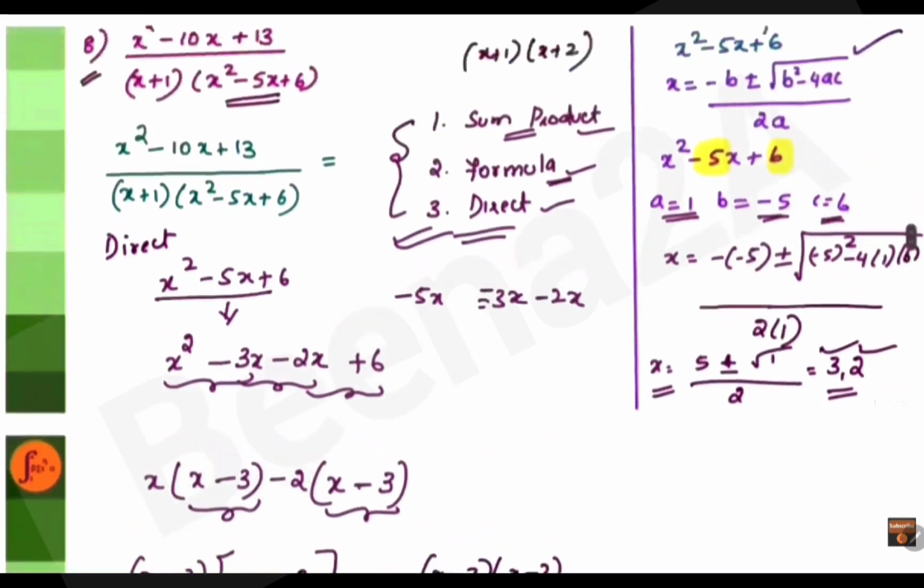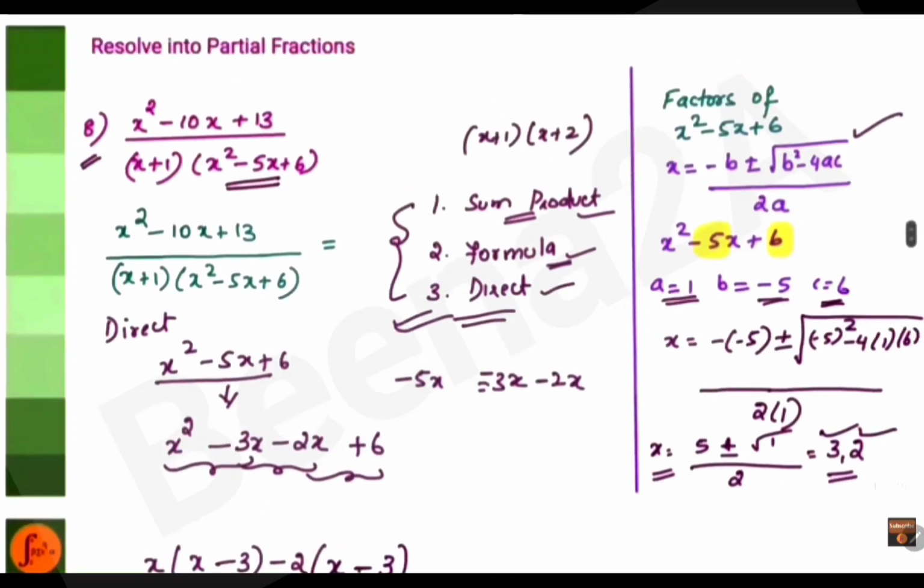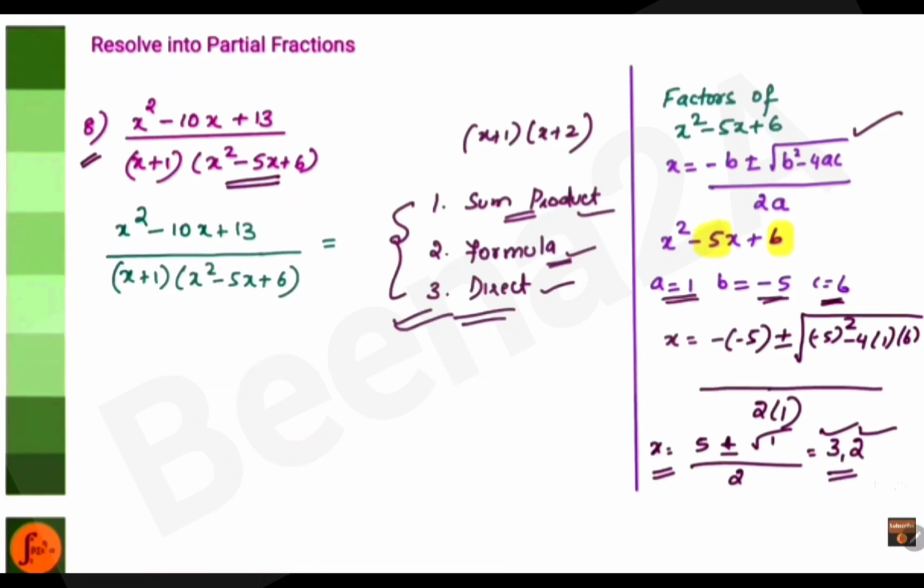So there are multiple methods. 3 methods I have already mentioned. You may need to practice all of these methods to arrive at the factors. And this is very important for resolving partial fractions related problems. So from all 3 methods, we know that the factors are x minus 3 and x minus 2.